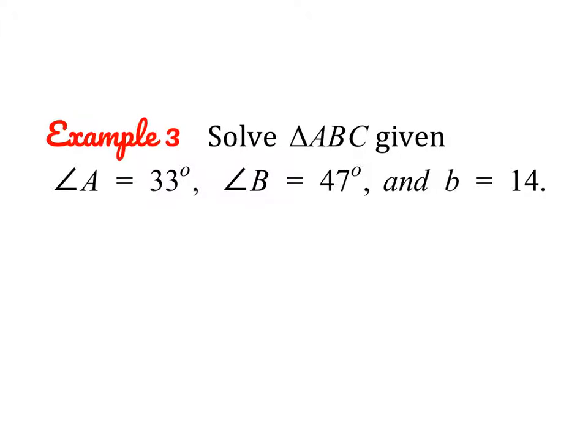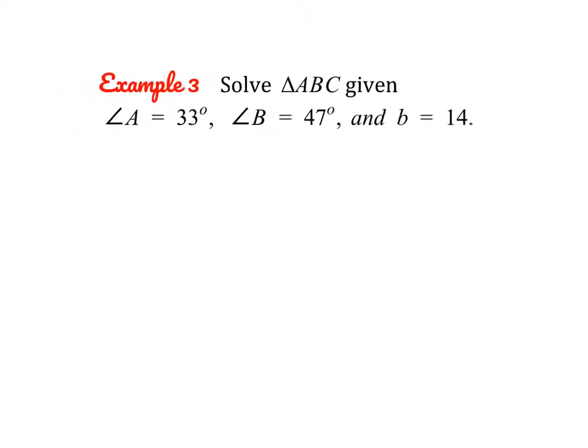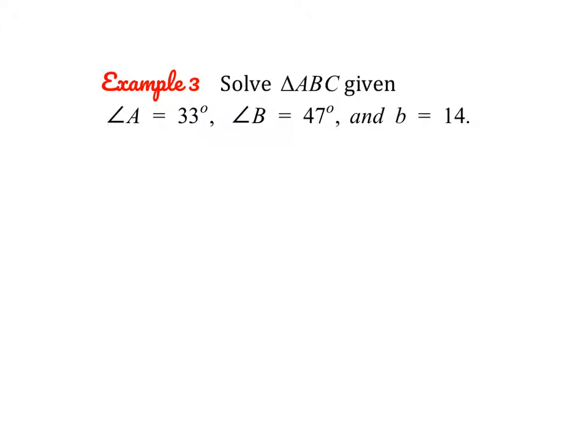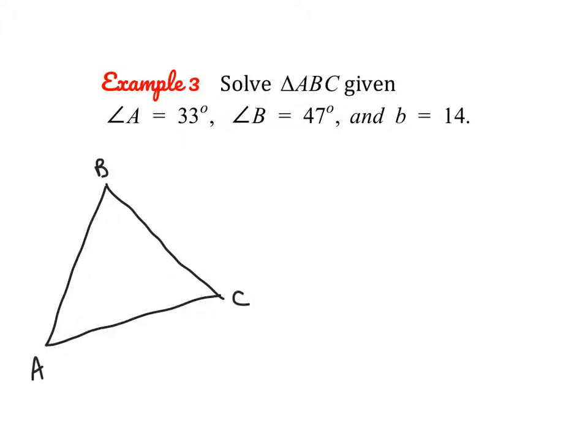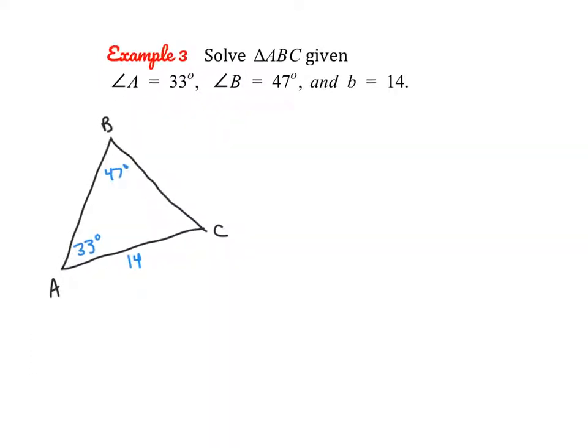Okay, now for this problem, we're asked to solve triangle ABC, meaning find all of the missing parts. So for this problem, let's start with triangle ABC. Angle A is 33 degrees, angle B is 47 degrees, and side B right here is 14. So we want to first start by finding that missing angle, angle C. And we can do that just by subtracting from 180. And we should get 100 degrees.